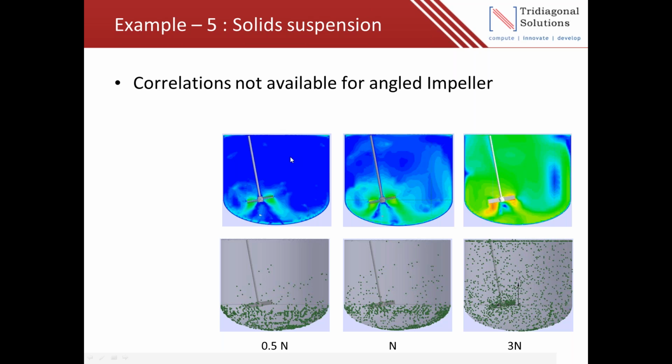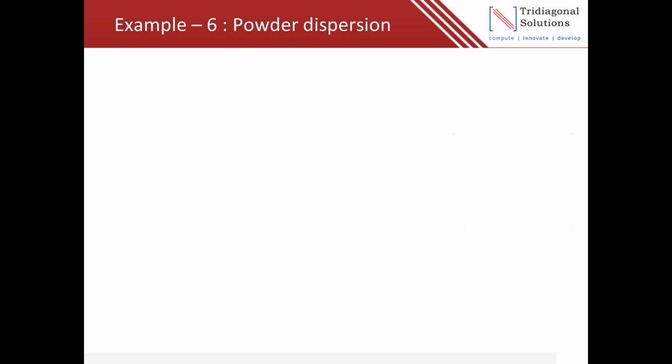Similarly, we can use this detailed model to understand non-standard systems where your impellers are angled or off-centered, where correlations are not available. We can see which impeller should be selected and where the solids will be uniformly distributed over the reactor volume.